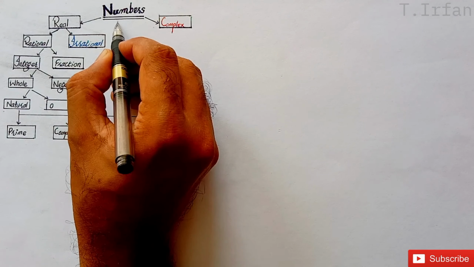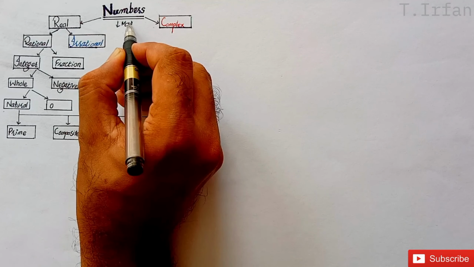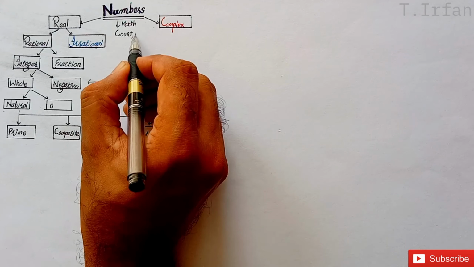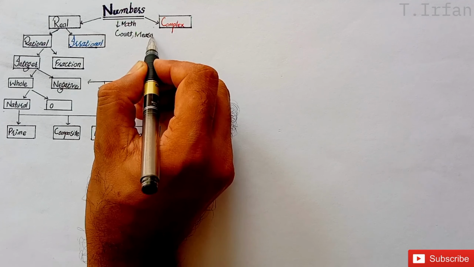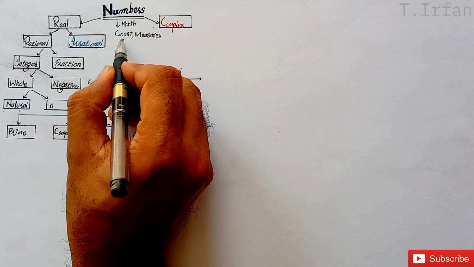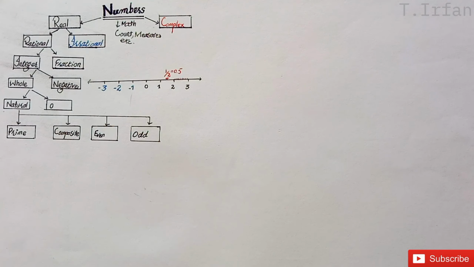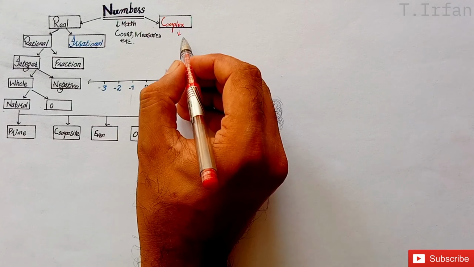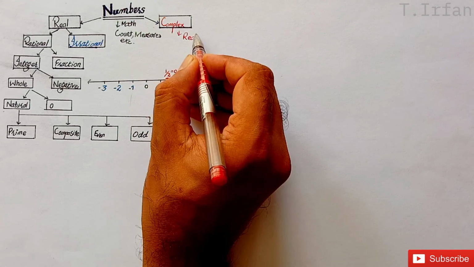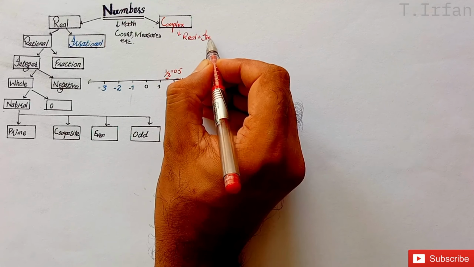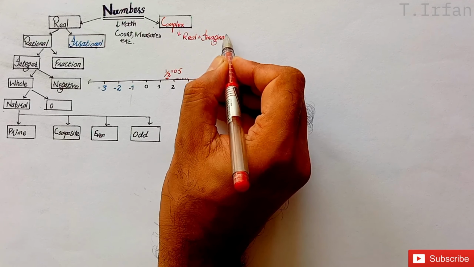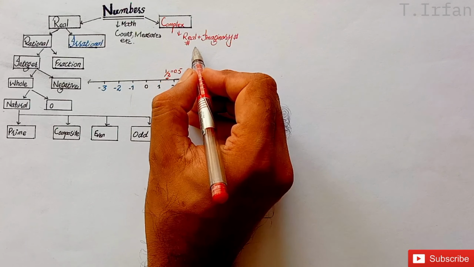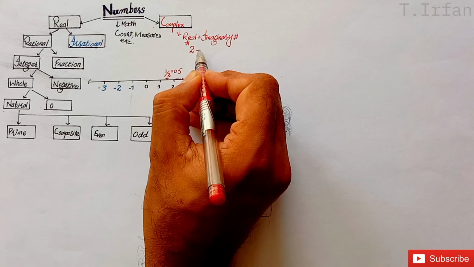Numbers are the basic mathematical components which are used for counting, measuring, and labeling to keep things in order. Complex numbers are the sum of real and imaginary numbers. For example, 2 plus 3 imaginary units. This is an example of a complex number.